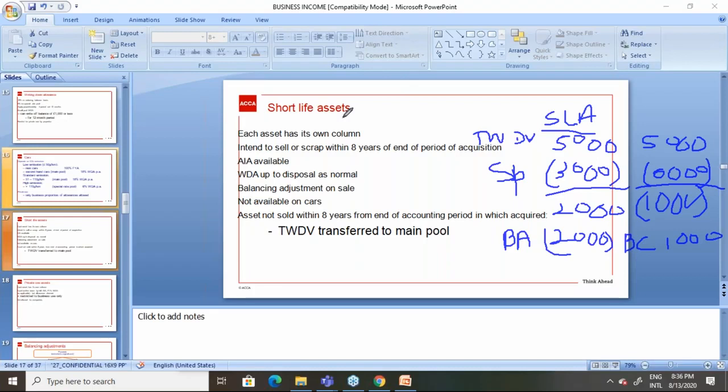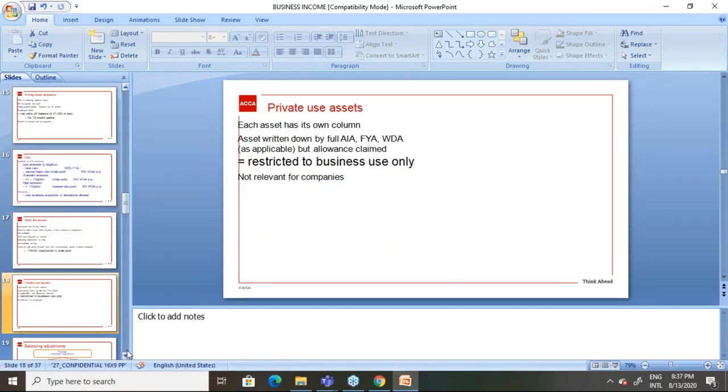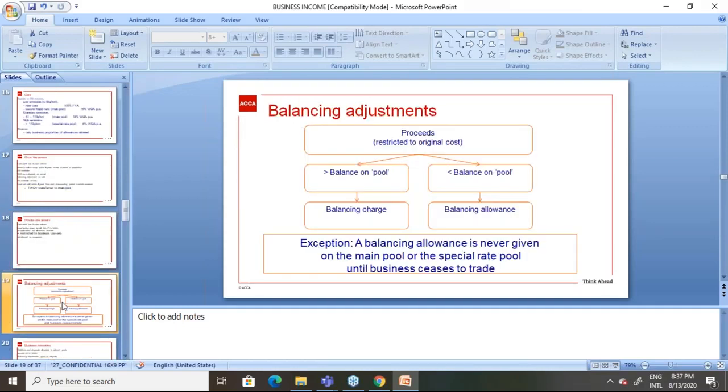If you intend to sell the asset within a period of 8 years, you don't record it in the main pool and you maintain a separate column for that. We call it depooling. However, if you do not sell the asset within a period of 8 years, you have to return that asset into the main pool. You call it repooling. So those are the concepts that we have with regard to short life assets. Okay. Then I explained about private use assets. Then I explained about balancing adjustments.